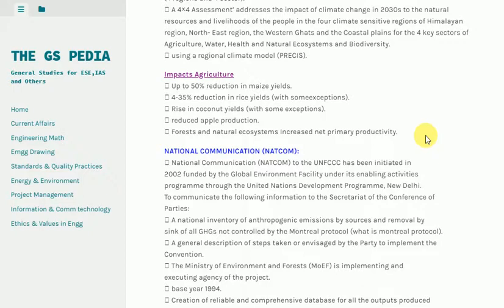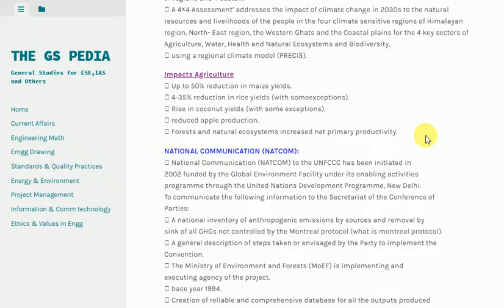National Communication (NatCom). The National Communication to the UNFCCC was initiated in 2002, funded by the Global Environment Facility under its enabling activities program through the United Nations Development Programme, New Delhi, to communicate the following information to the Secretariat of the Conference of Parties.